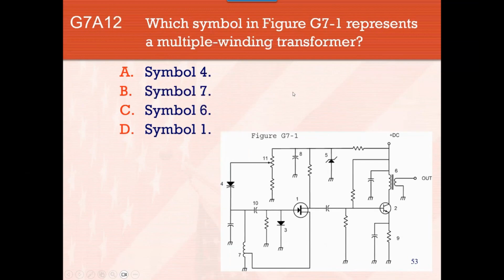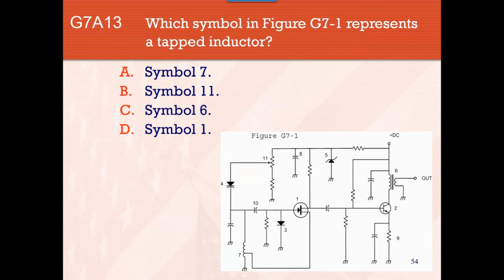And then this is where we got to watch it. The multiple winding transformer. Multiple windings means 2 or more windings, which number 6 qualifies as. This is a single winding with a tap. So we have one winding, another winding with a core in between. So it's going to be item number 6.